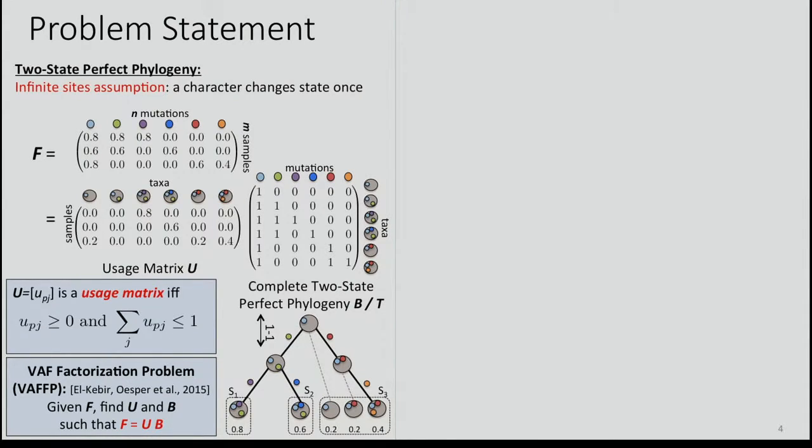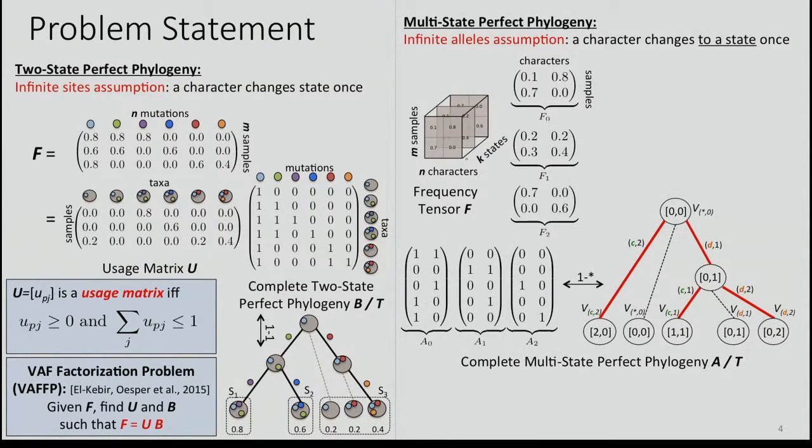Now let's look at the multistate case. So in the multistate case, the infinite sites assumption that we've made over here translates to the infinite alleles assumption. And basically, a character can have more than one state. In fact, a character has k states. State 0 is the initial state, so that's the same thing. And you're only allowed to change to the same state once. So that's the multistate case.